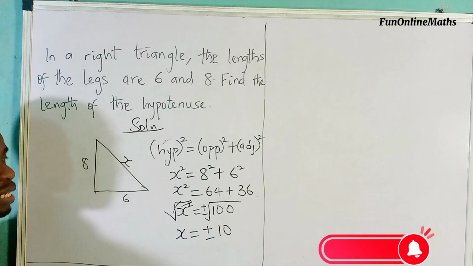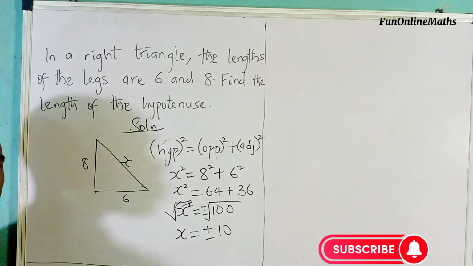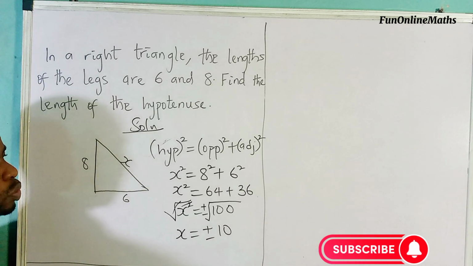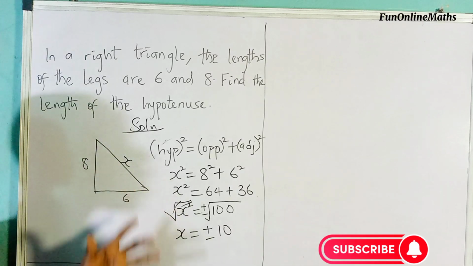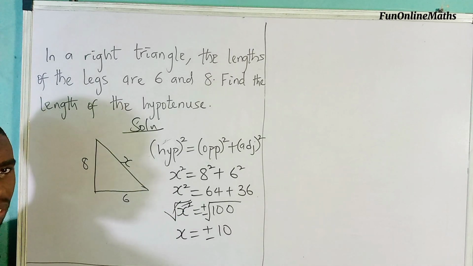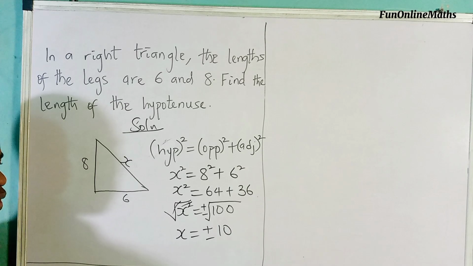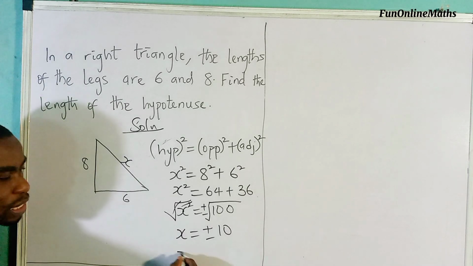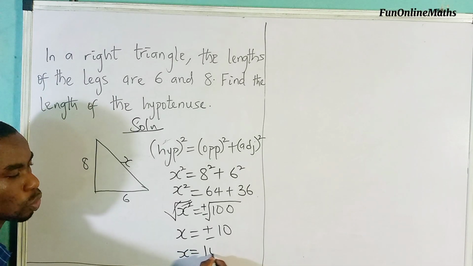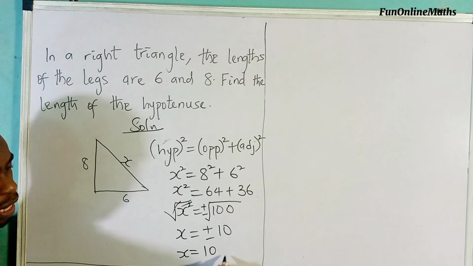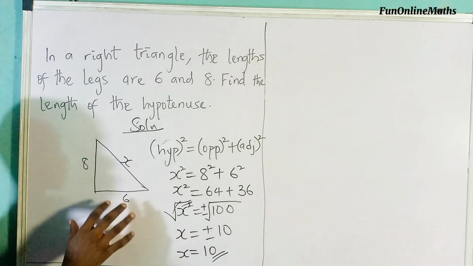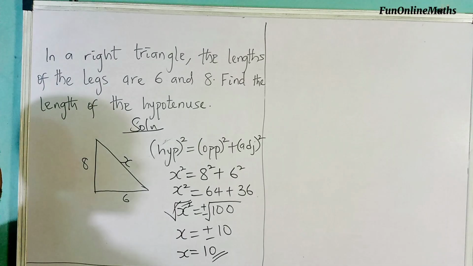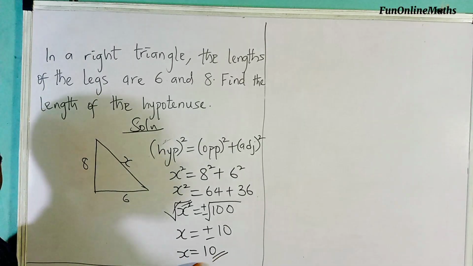So now what is the final solution? We can't have two values, number one. Number two, the length of the right triangle, or the length of any of the sides of the triangle, cannot be negative. Okay, and so x in this case is just equal to plus 10. x is a positive 10. So the length of the hypotenuse for this particular triangle is 10. Whether it's centimeters or meters, I can't tell, but it is equal to 10.